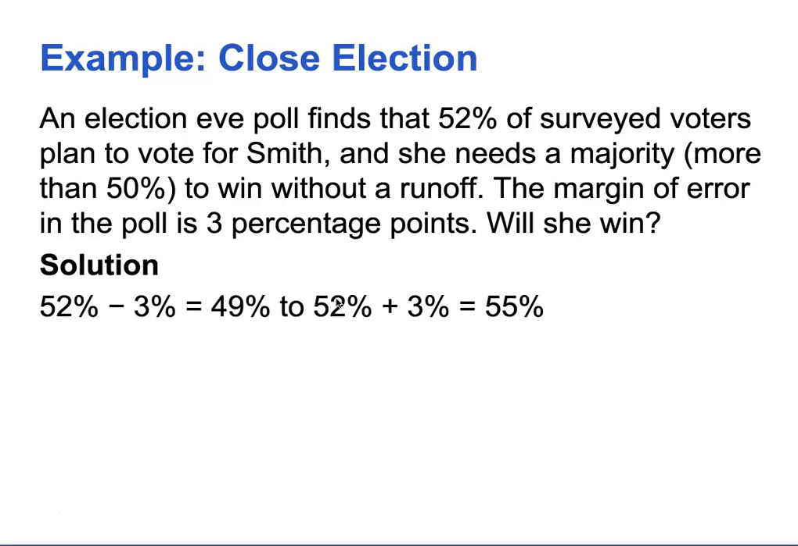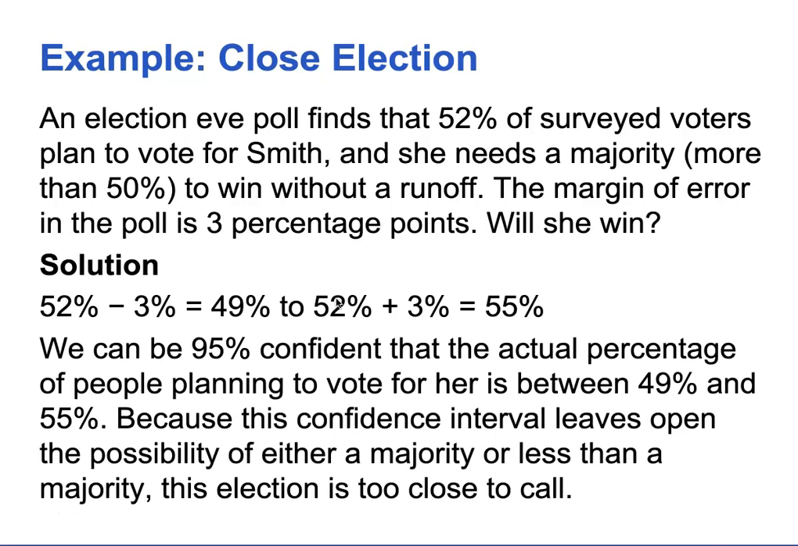So we're going to take the 52% and subtract the 3%, so we get from 49%. And then we're going to go to the 52% plus the 3%, because the 3% is your margin of error. So it would be 55%. So we can be 95% confident that the actual percentage of people planning to vote for her is between 49% and 55%. Because this confidence interval leaves open the possibility of either a majority or less than a majority, the election is too close to call.